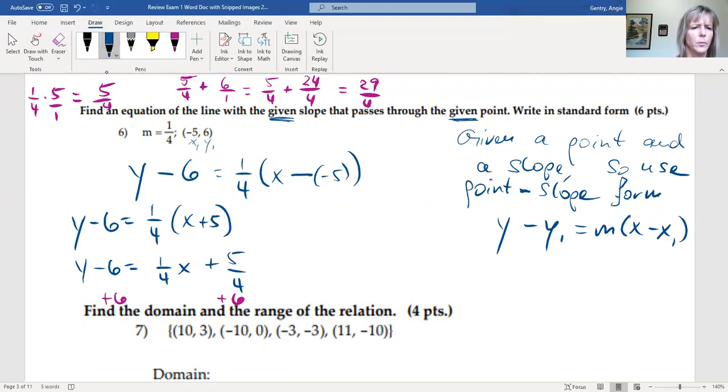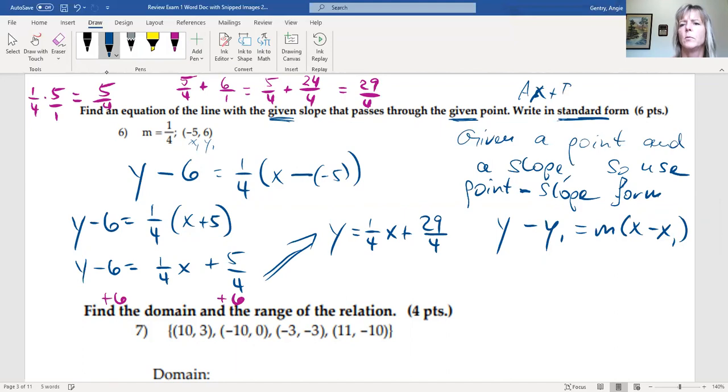So let me use my other pen again. I'm going to run out of room because I write big and then it gets tight. Y equals 1/4 x plus 29/4, because we did this up there. Now, it says write your answer in standard form, which is ax plus by equals c. And in standard form, you can't have a negative leader and you can't have a fraction.